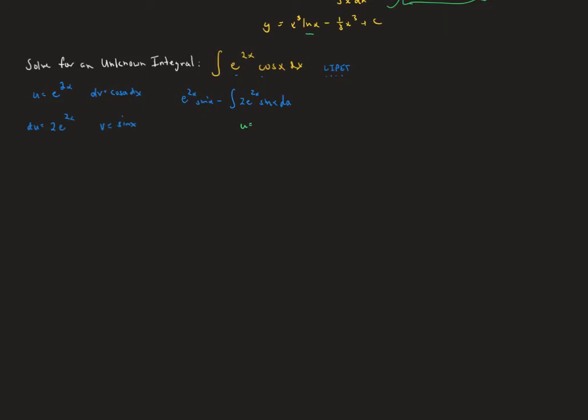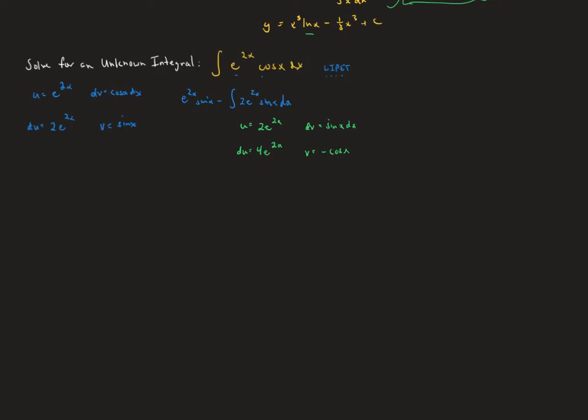Again, this time we're going to go u is going to be 2e to the 2x, and our dv is going to be the sine of x dx. So du is going to be now a 4e to the 2x, and our v, the integral of sine x, is going to be a negative cosine of x. Okay, let's see where we are. I'm going to come back over here to the left.